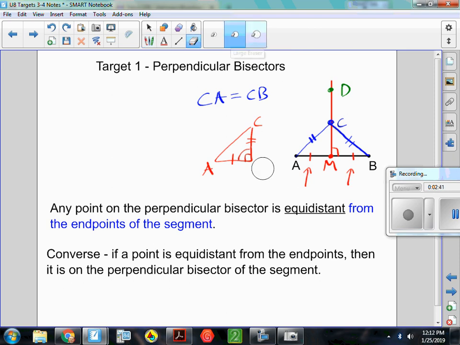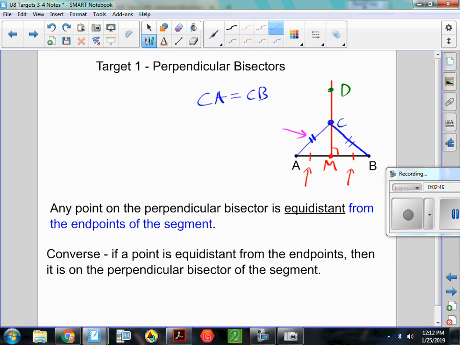Once I know that they're congruent, I can say that any of their corresponding parts are congruent. Well, this segment, AC, and this segment, BC, are corresponding parts. So those have to be congruent because the triangles are congruent. And all this, again, shows that any point on a perpendicular bisector is equidistant from the endpoints of a segment. The converse to that theorem is also true. If we know that those two segments are congruent, if we know CA equals CB, that tells me that the point C is on the perpendicular bisector.